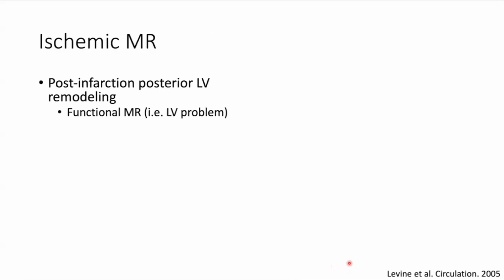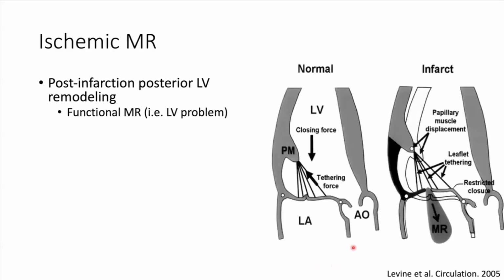So this is a particular problem where we have remodeling of the posterior basal segment that leads to apical displacement of the papillary muscle and causes mitral regurgitation that way. So I'll try to demonstrate this with a diagram. Over here we have a normal left ventricle. We have a papillary muscle that's connected to the mitral valve through cords.